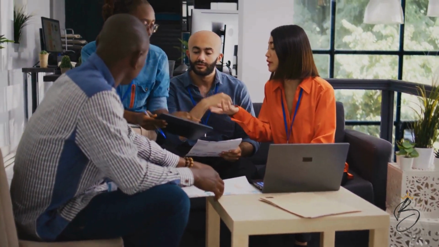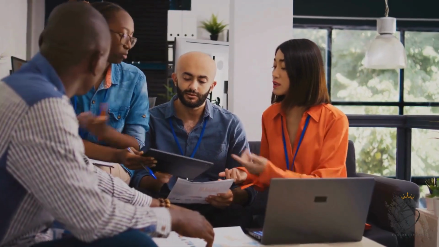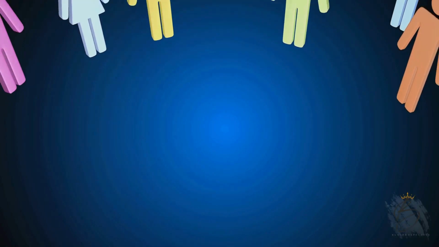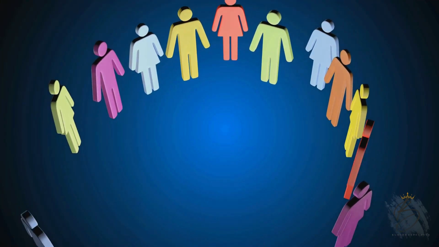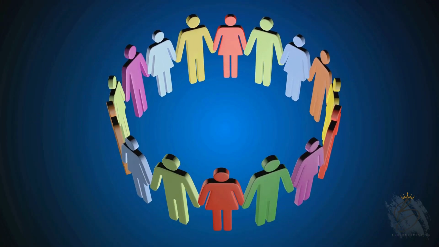Implicit bias refers to the unconscious attitudes or stereotypes that influence our understanding, actions, and decisions. These biases, residing deep within our subconscious, can have a profound impact on how we perceive and interact with the world around us.